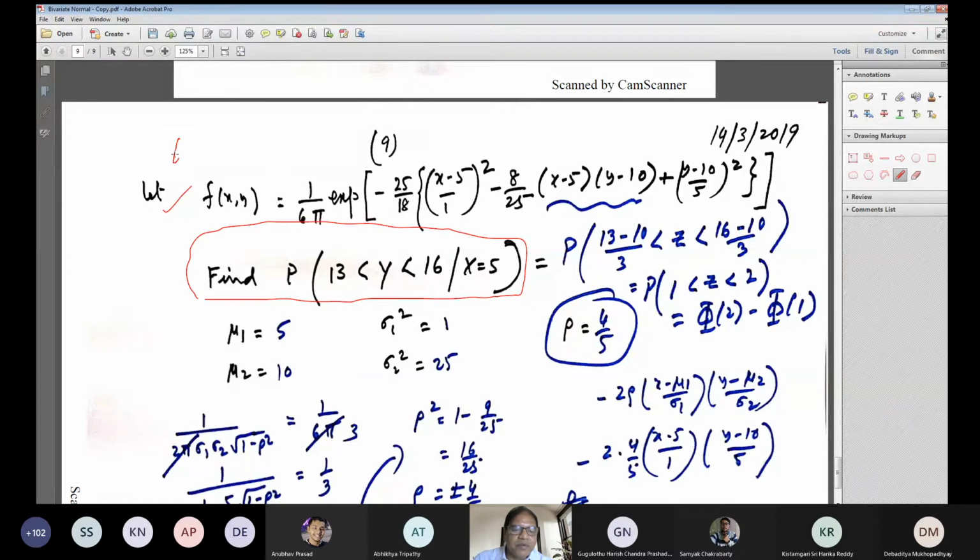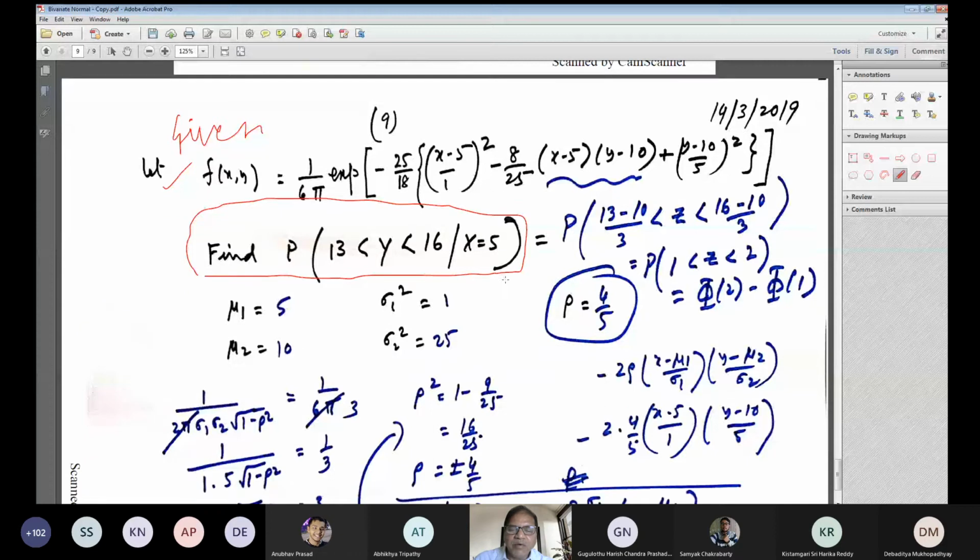So given the joint density function, that bivariate normal, you need to find this. First of all, you are not given the mean of x, the mean of y, the variance of x, the variance of y, or the correlation coefficient. All this information you have to extract from the given bivariate normal density function.